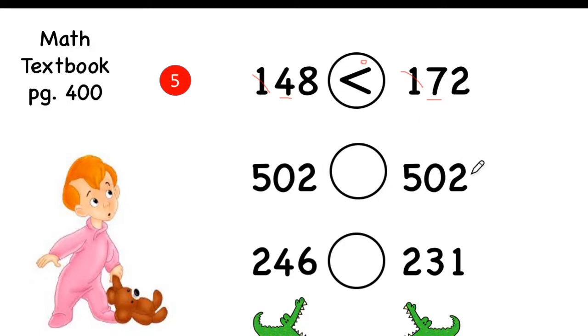502, 502. You can see the digits are the same. That means they are equal.